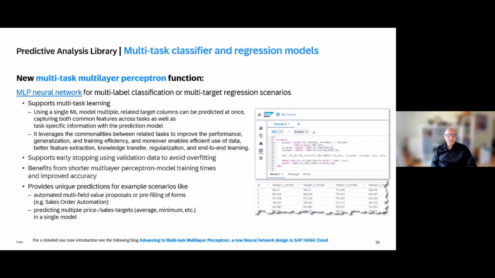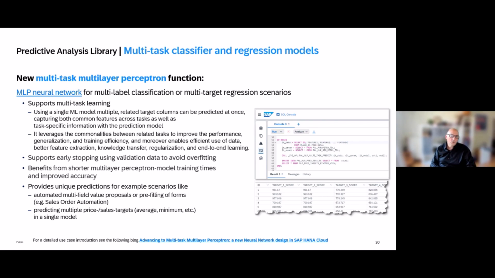So the multitask multi-layer perceptron function, as I said, is a unique capability as it allows us to train a single machine learning model while predicting multiple target columns at once. And commonly, those target columns are related to each other and share a rich set of contributing features. This could be multiple regression targets like prices, which we'll see in a demo. That's the current price, the price in 10 days, the price in 30 days. So multiple targets which somehow share the same features which build a model.